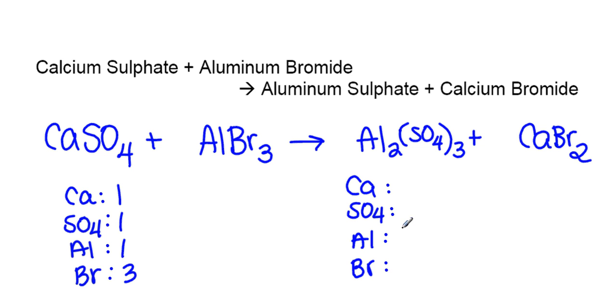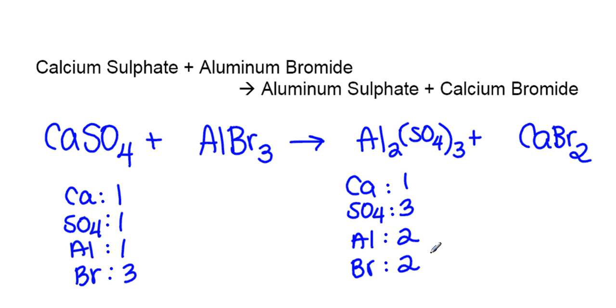Here, the 2 means I have 2 aluminums. I have 3 sulfates. The 3 means I have 3 of everything inside the bracket. 1 calcium, and 2 bromines. Now taking a look, this is definitely not balanced.